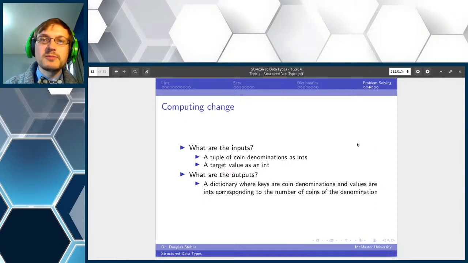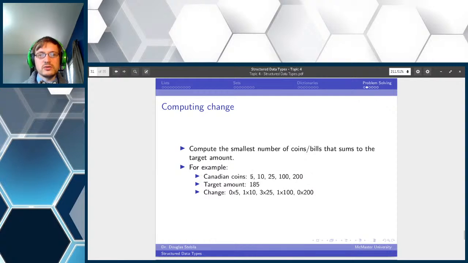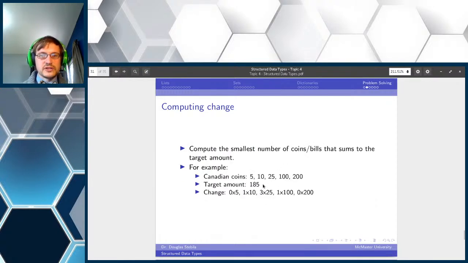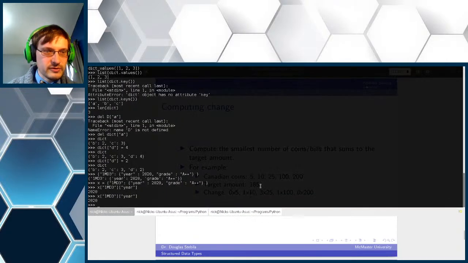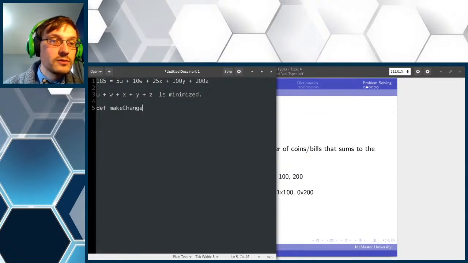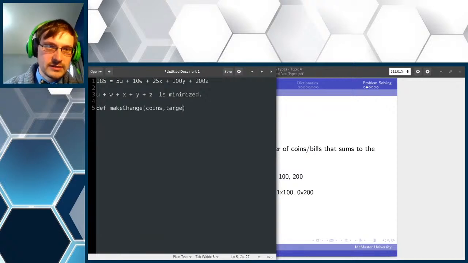So, in order to formulate the problem algorithmically, we need to know what the inputs are and what the outputs are. Let's say that one of our inputs is a tuple that contains all of our coin denominations as integers. Our target value would also be an input, expressed, sorry, not as a tuple, as an integer. So in this case, with respect to a Python function, we would have the first one as a tuple. We would call that coins, and target is the second one.